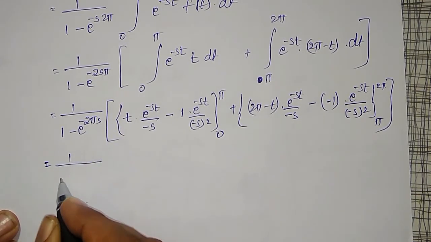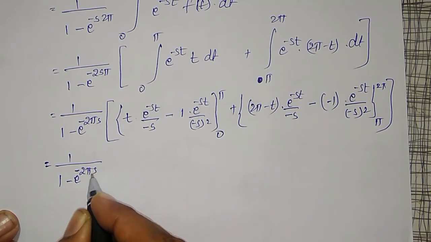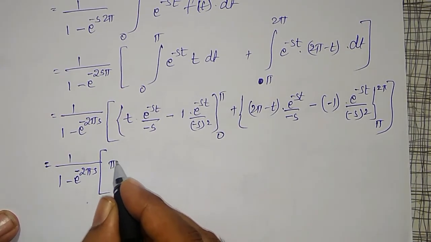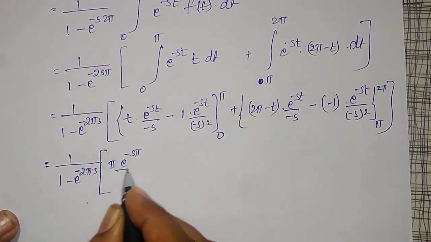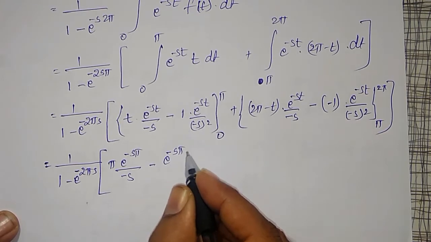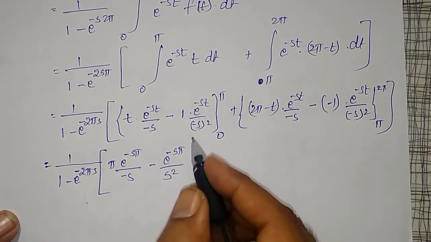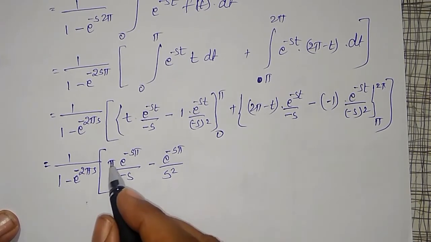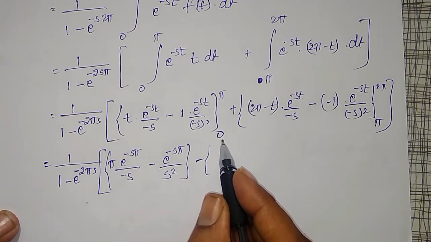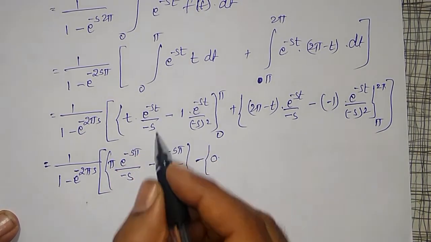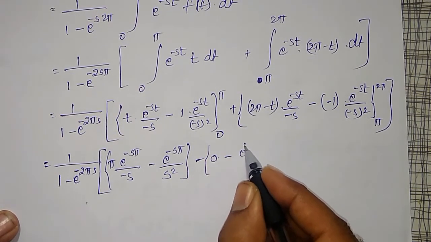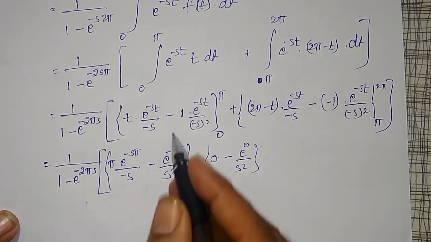1 divided by 1 minus e to the power minus 2 pi s, for the first term upper limit minus lower limit, t equal to pi, that is pi e to the power minus s pi divided by minus s, minus e to the power minus s pi divided by s square, minus the whole square will come plus. This is for upper limit, minus lower limit t equal to 0, into anything will become 0, minus e to the power 0 divided by s square. This is for the first term.